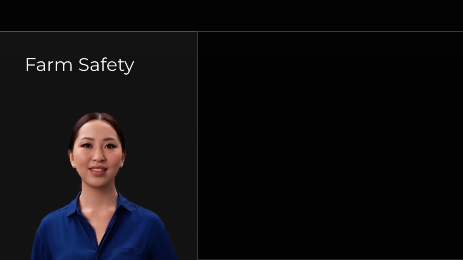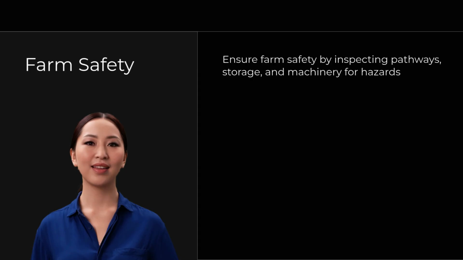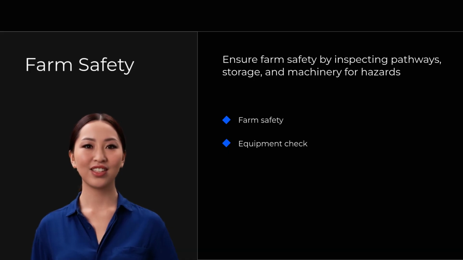A comprehensive checklist covers critical areas like farm safety and equipment. Inspect pathways, storage areas, and machinery for safety. Check tractors and irrigation systems for wear and leaks. Healthy crops require monitoring for pests and irrigation levels. Each area is vital for farm productivity.